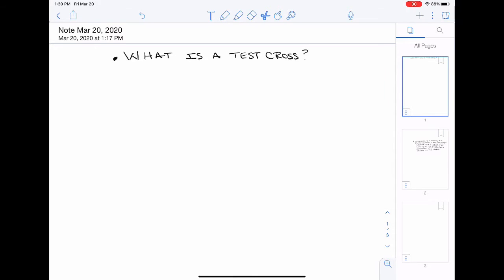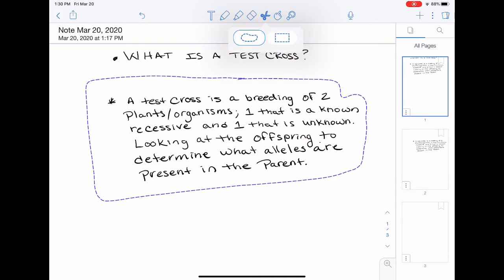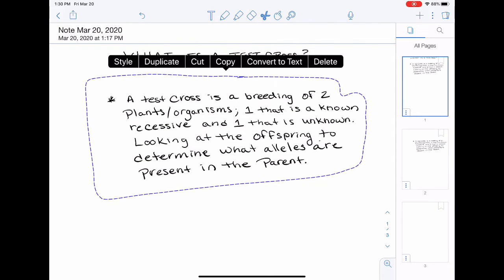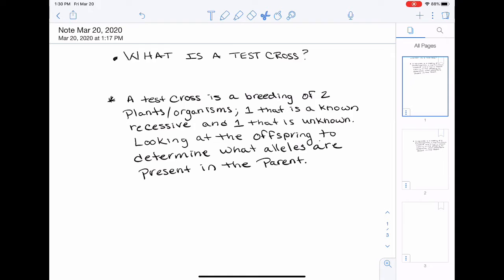Okay, guys, so today we're going to be looking at what is a test cross. Basically, a test cross is a cross where you breed two plants together, or two organisms, one that you know is recessive.